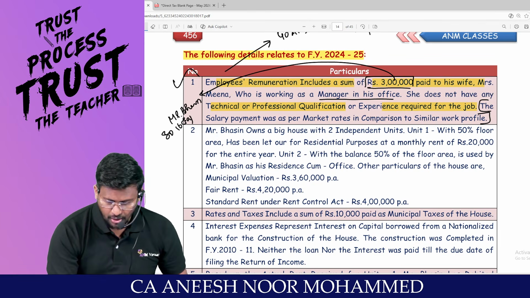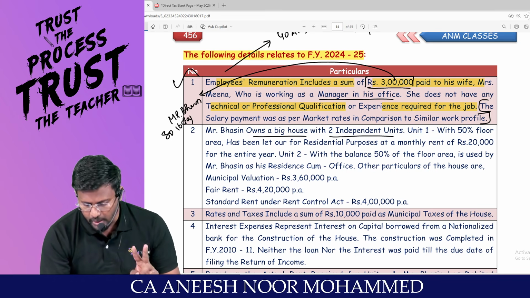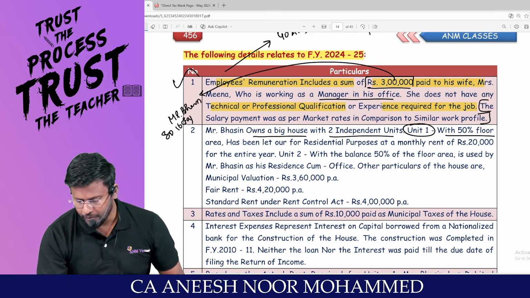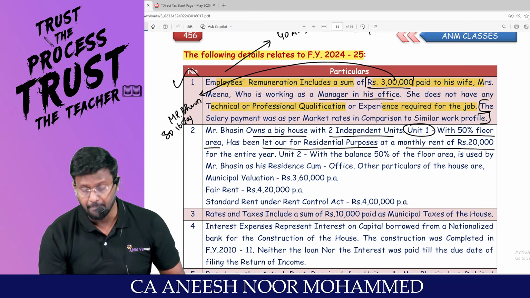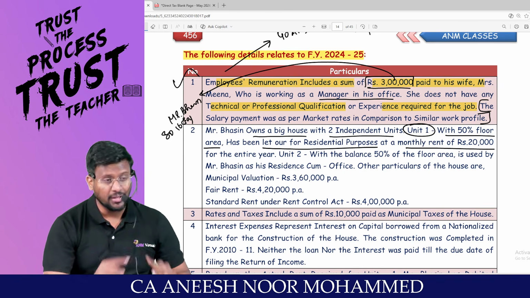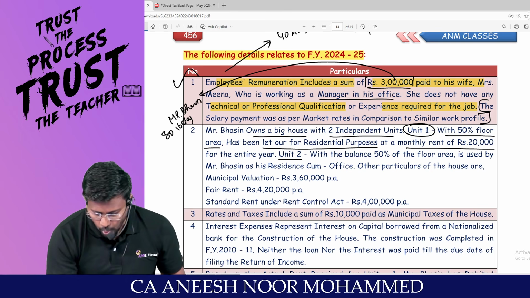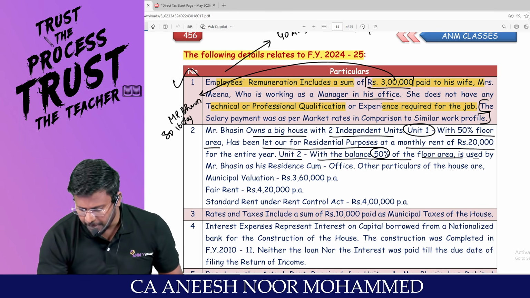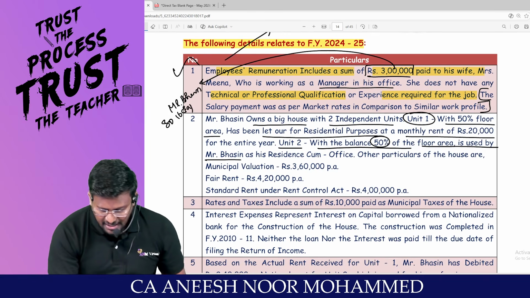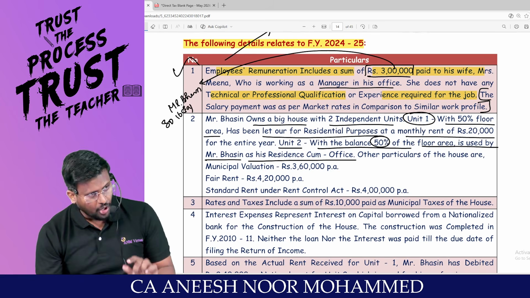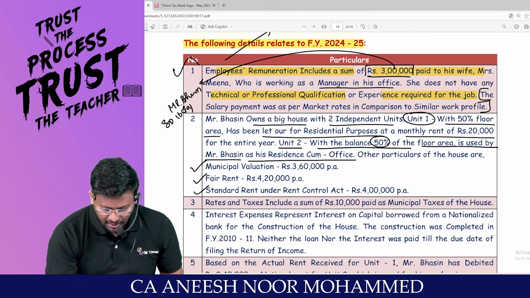Mr. Bashin owns a big house with 2 independent units. Unit 1 with 50% floor area has been let out for residential purpose at a monthly rent of 20,000 for the entire year, with no vacancy. Unit 2 with the balance 50% of the floor area is used by Mr. Bashin as his residence cum office. Other particulars of the house: municipal value, fair rent, standard rent.